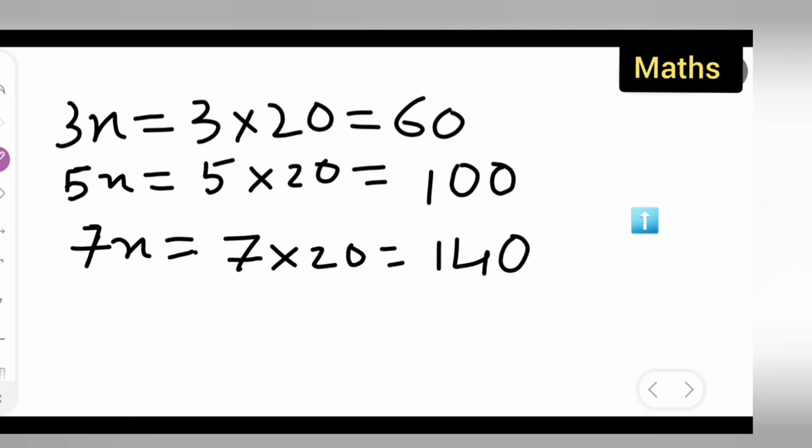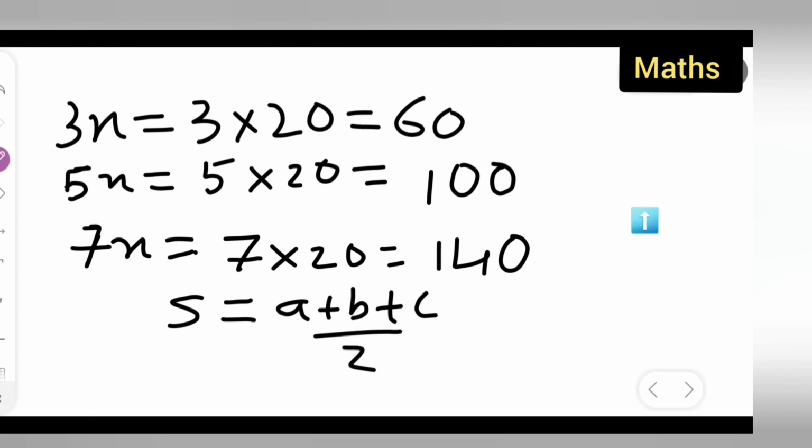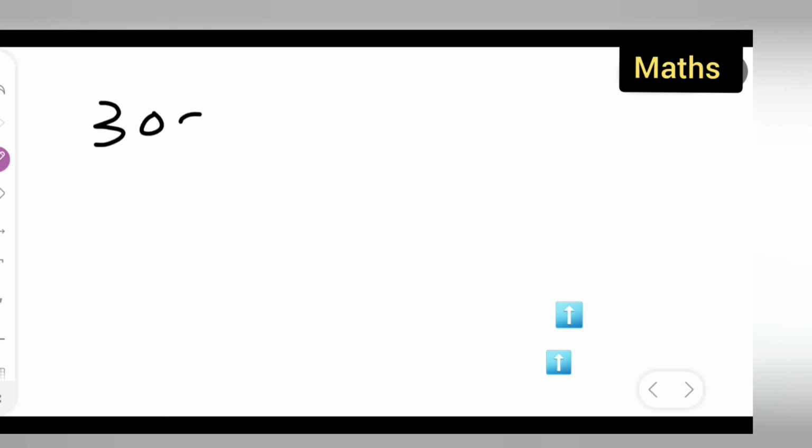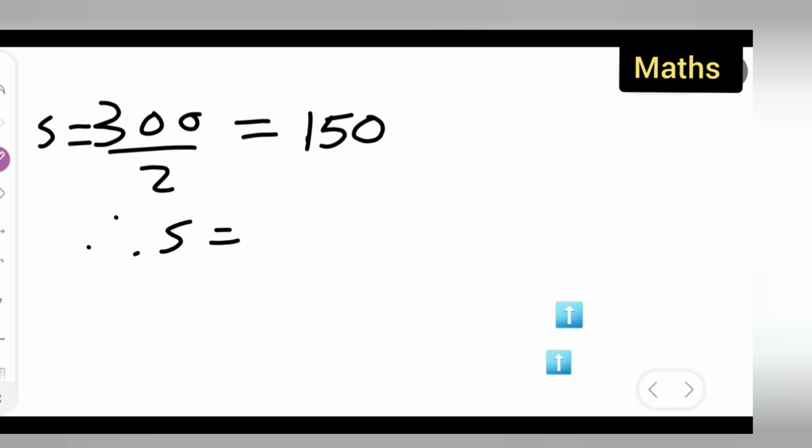So once we are done with this, you all are going to use this formula. S is equal to A plus B plus C upon 2. So your A will be 60, your B will be 100 and your C will be 140, upon 2. So add all this, you will get 300 upon 2. Your value of S is equal to, 2 ones are 2, so your answer will be 150. So therefore what we got, S to be 150 meter.